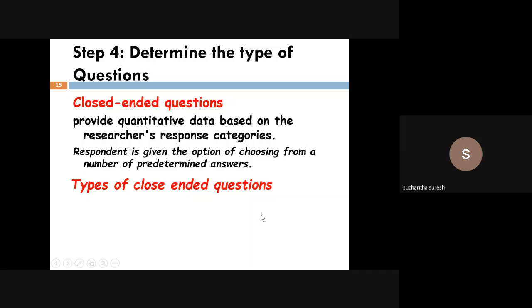Now, what are the types of closed-ended questions? All right, closed-ended questions.